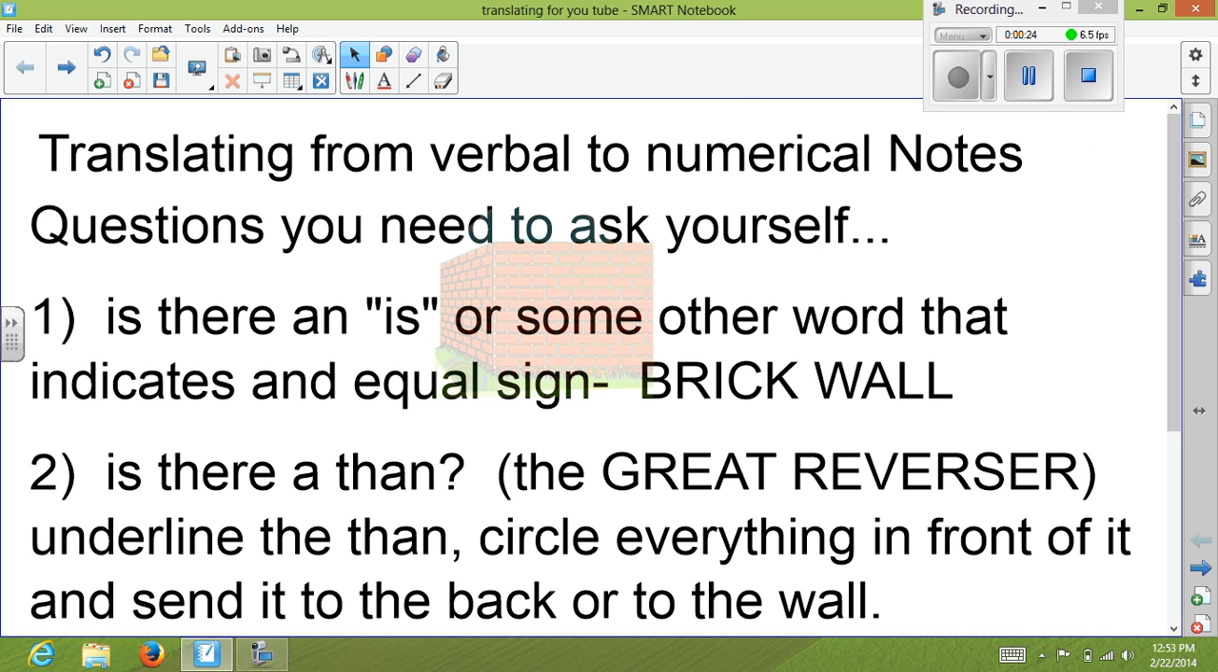So if there is a word that indicates an equal sign, what I want you to do is draw what I call a brick wall in it. So you're just going to draw a vertical line right through the middle of that word.